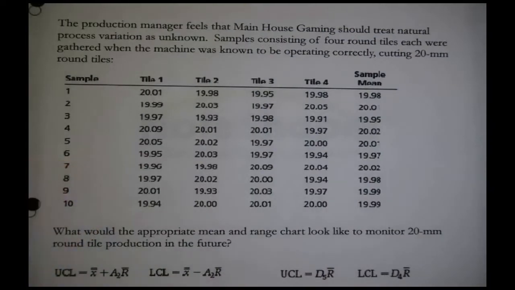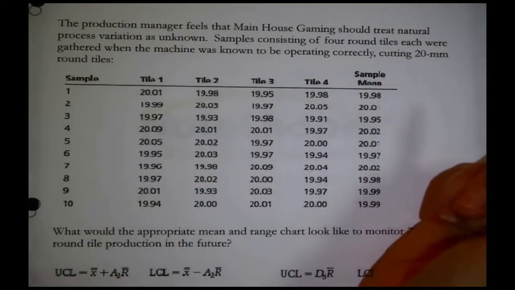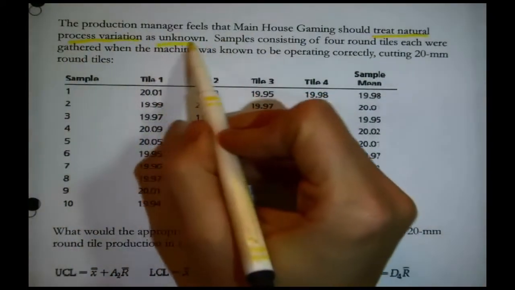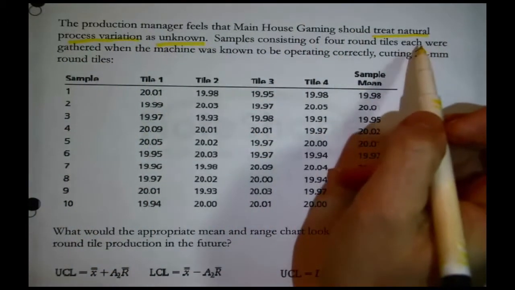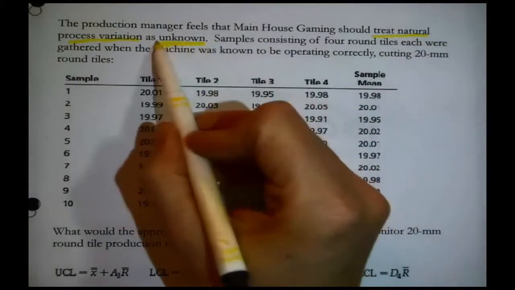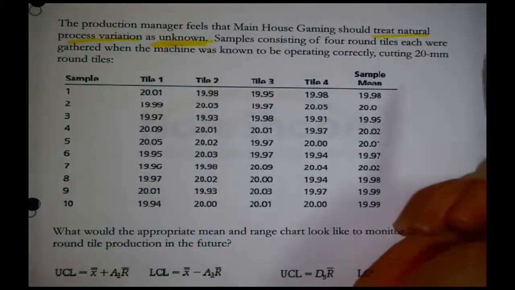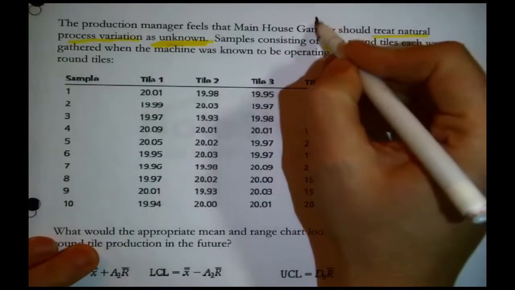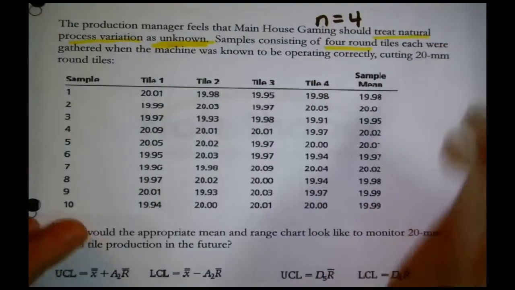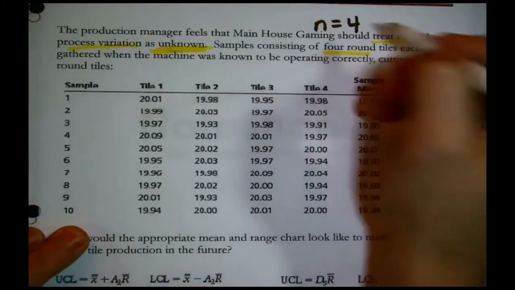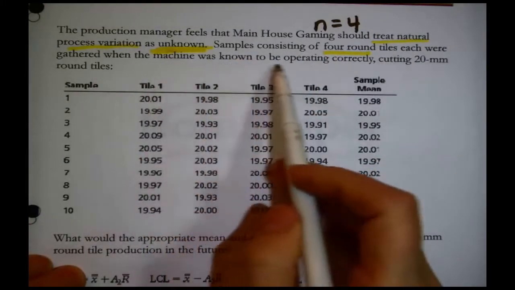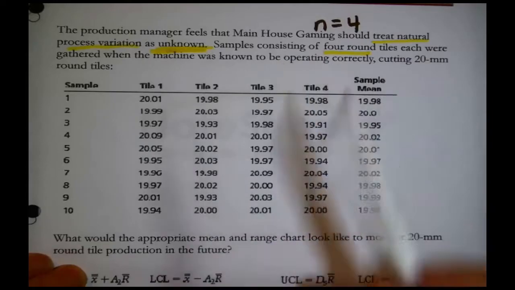Let's look. The production manager feels that Main House Gaming should treat natural process variation as unknown. We'd been looking at this previously, treating it as known, but that's what's different now. Samples consisting of 4 round tiles. Now, it's always good to note this: samples consisting of 4 round tiles means, don't forget, lowercase n is always the sample size, n equals 4. They were gathered when the machine was known to be operating correctly, cutting 20 millimeter round tiles.